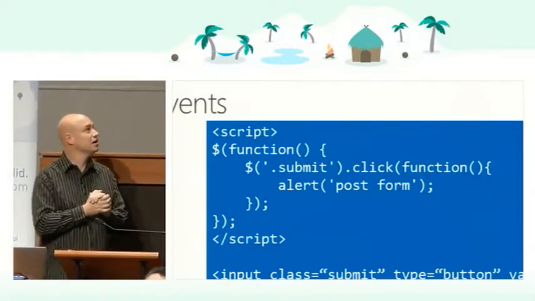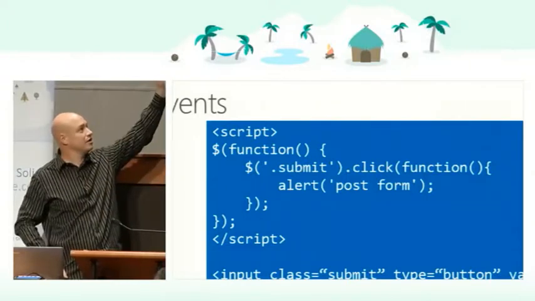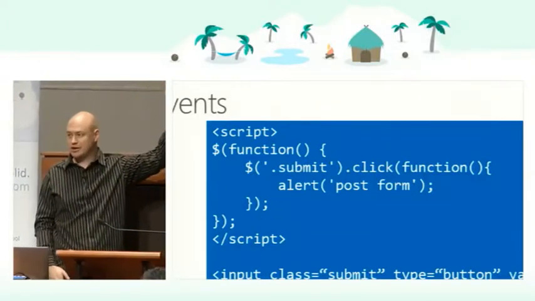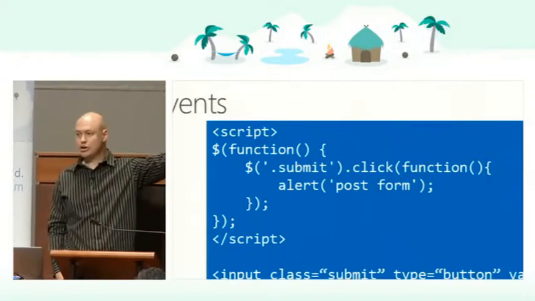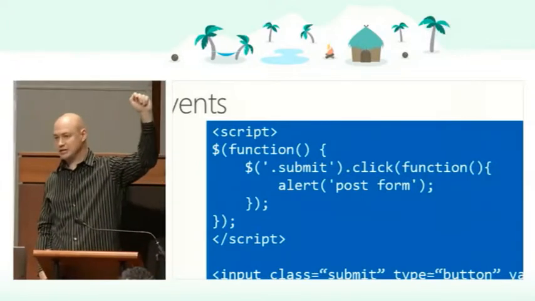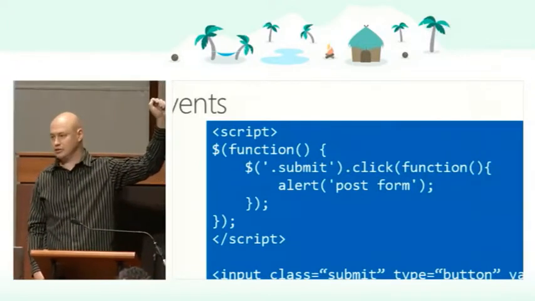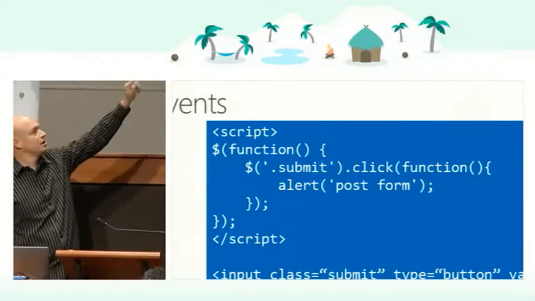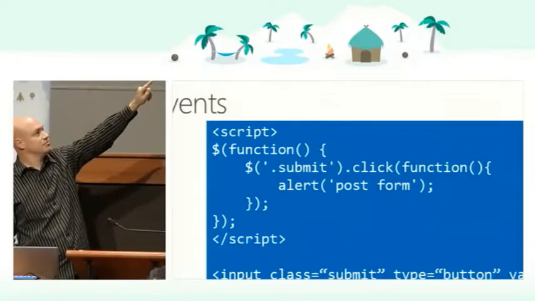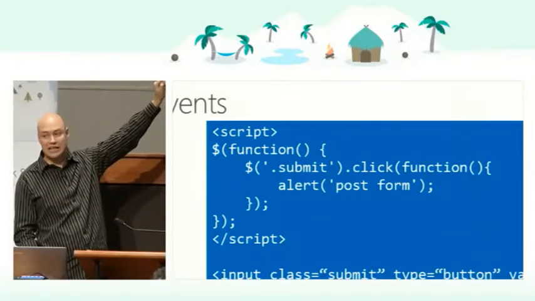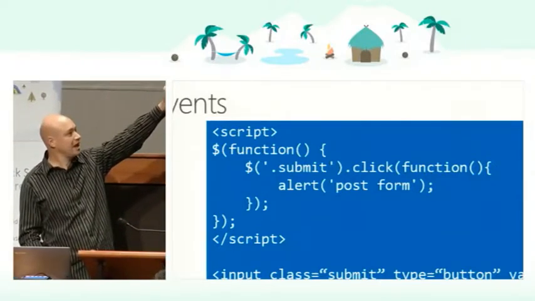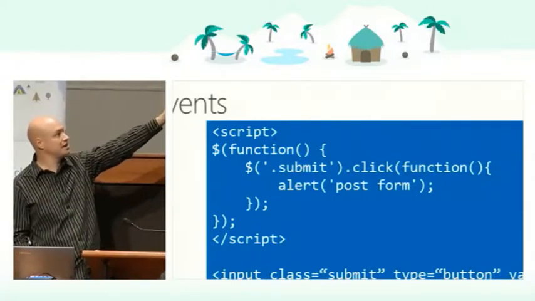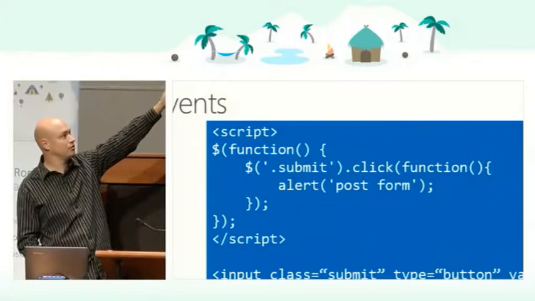So here we're declaring a function. So we say $function. The $ sign is the jQuery. It's a shorthand for jQuery. So you could replace everywhere on the page where you say $ sign, you could say jQuery dot or jQuery parentheses, right? So here we're saying $function. We say $.submit. So this is selecting something with a class of submit. And it's wiring up a click event to it. So what this should say is when I select the button, it's going to post an alert.